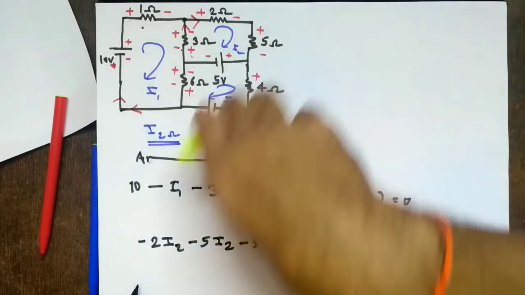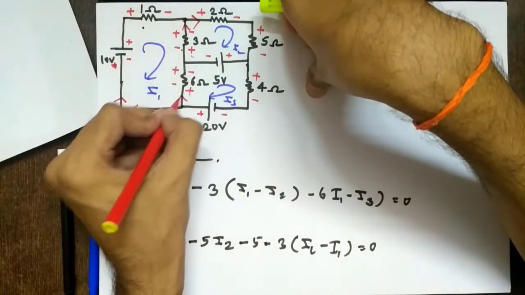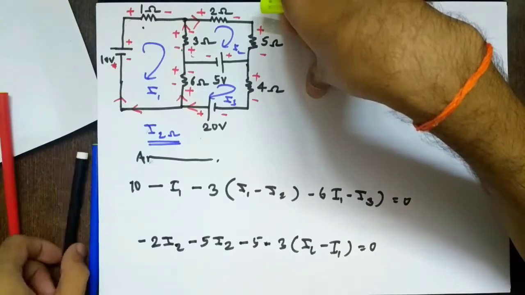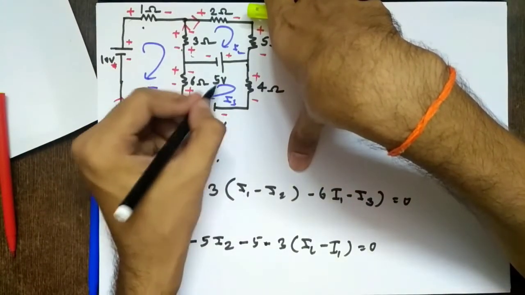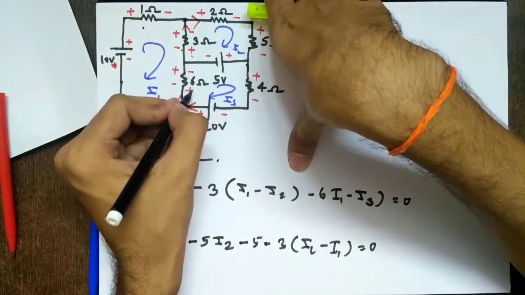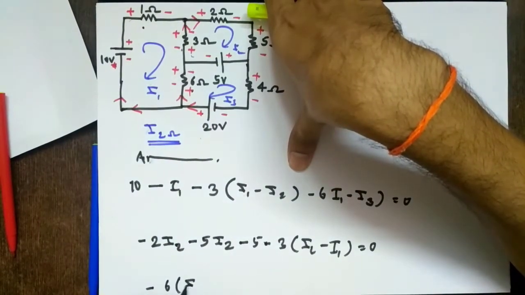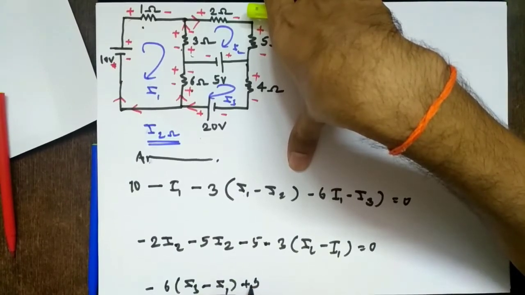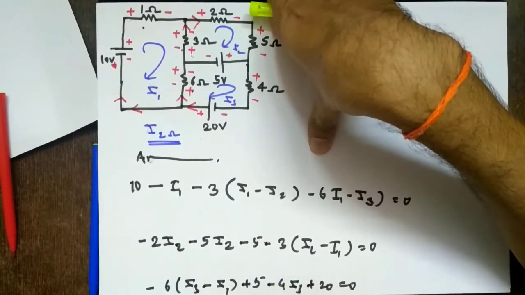Then for mesh 3, what will we get? I start from this point. You can start from any point. I am arbitrarily taking any point. So I am starting from here. I am applying KVL to mesh 3. So for 6 ohms, this polarity will have precedence. Minus 6 times I3 minus I1, plus 5, minus 4 I3, plus 20 equal to 0.